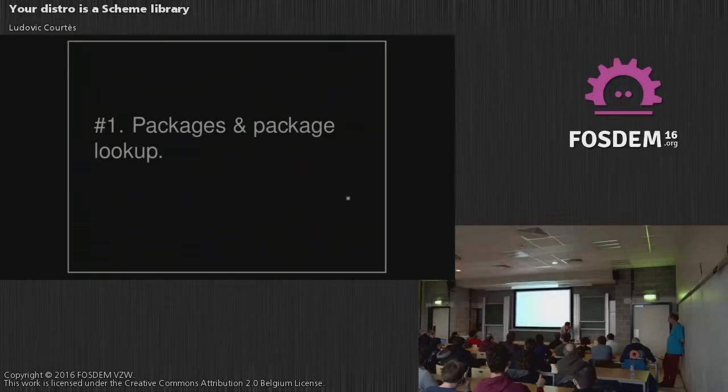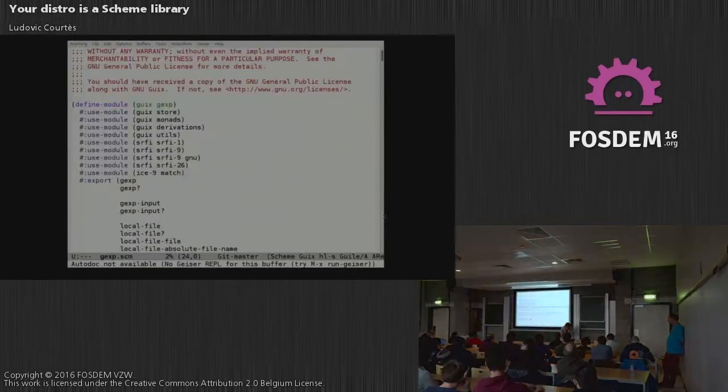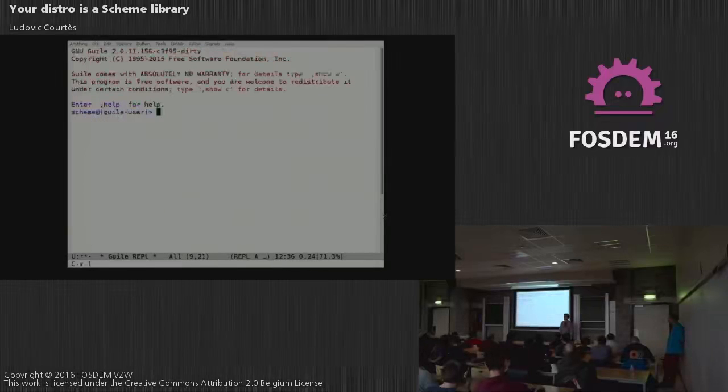So let me give an example. So I'm starting a Guile REPL. Can you read it? Yeah, I think so. So the first thing I can do from there is just import Guix. So I import a couple of modules. And I'm just saying I want to use these two modules, these two libraries. And these two libraries are actually Guix and the associated distributions, right? So it's just a normal Scheme library, which is cool.